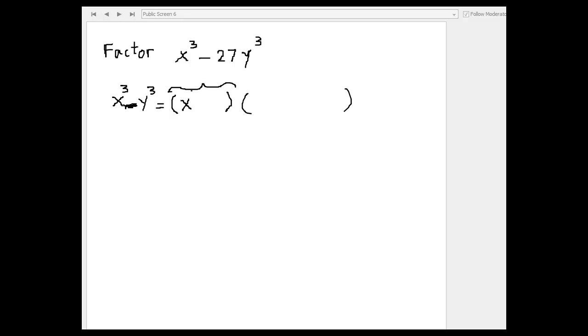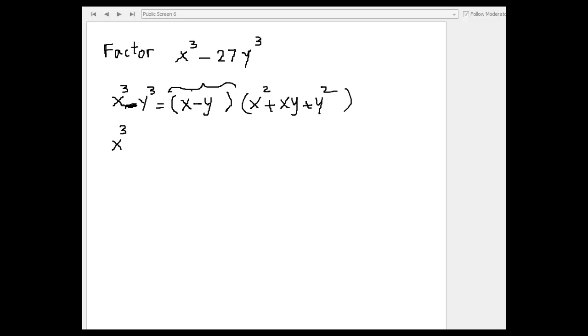Hello, can you hear me? Yes. Would it be x minus y in the first parentheses? Mm-hmm. Okay, and x squared plus xy plus y squared. Okay, very good. Mervin, you're absolutely correct. So everybody, please make a note of this. You need to remember this.